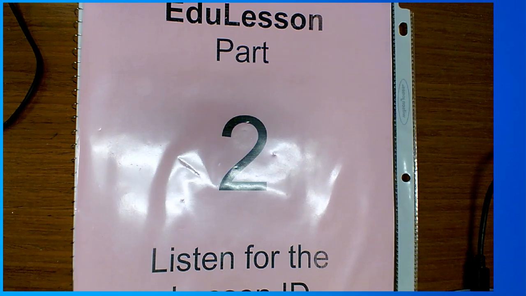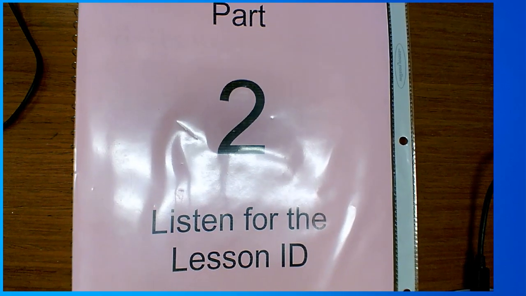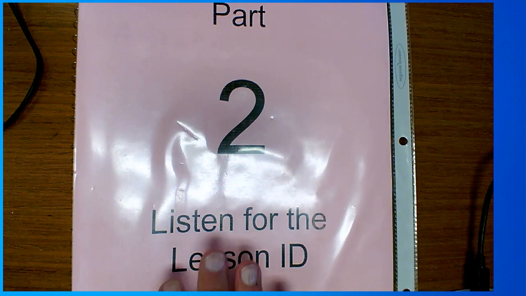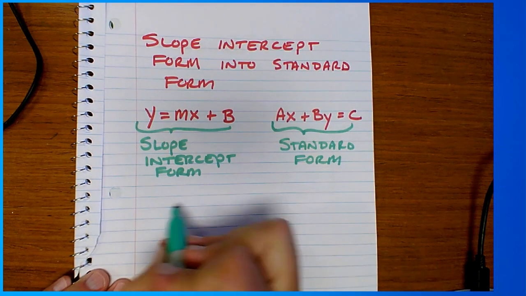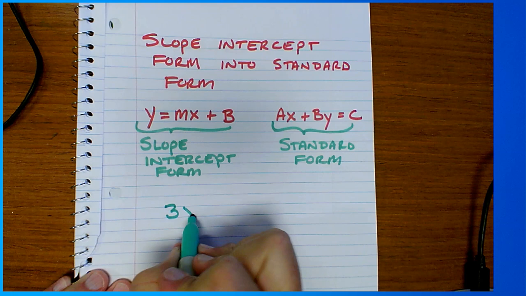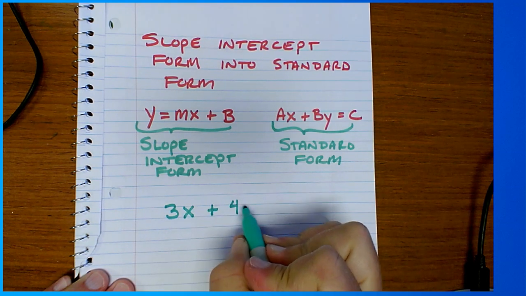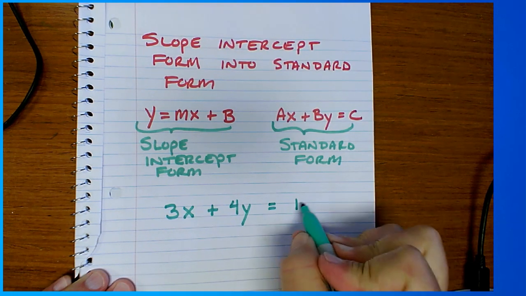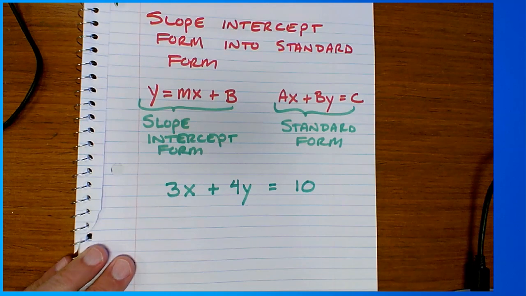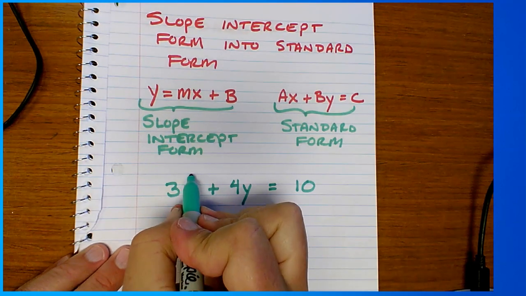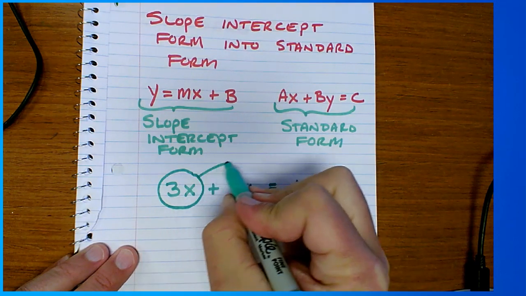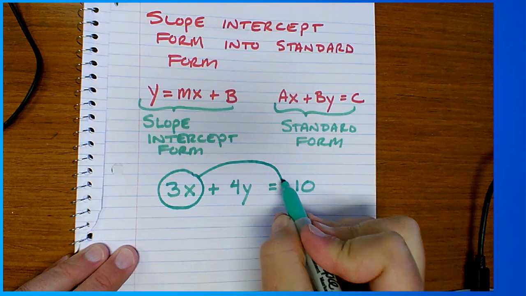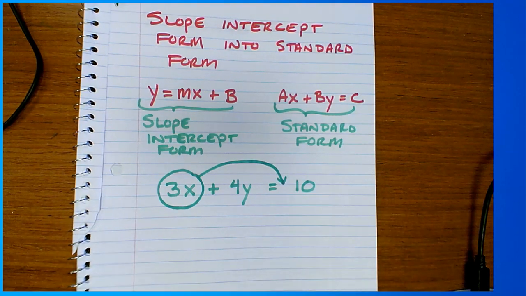This is part 2. Remember to listen for the lesson ID. You will need that. I have an equation right here that is in standard form. 3x plus 4y equals 10. I am going to move the x. I'm going to circle the x, and I'm going to put it right after the equal sign. I call that move the x.